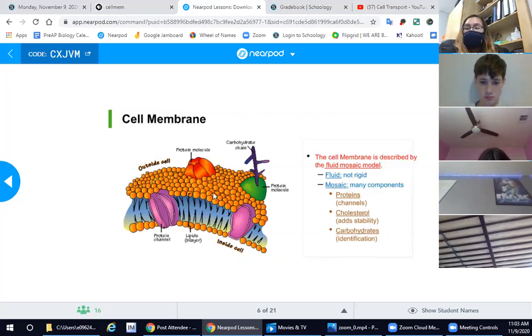The cholesterols are going to be fatty acid chains that are embedded inside. You can't see any in this picture, but the cholesterols are there. They help with stability. They help with the strength of the cell membrane. They keep it sturdy. And then the carbohydrates, they're chains that extend from the proteins. And these carbohydrates are going to help identify the other types of cells and the other types of molecules to see what it needs to bind to and what it can accept.